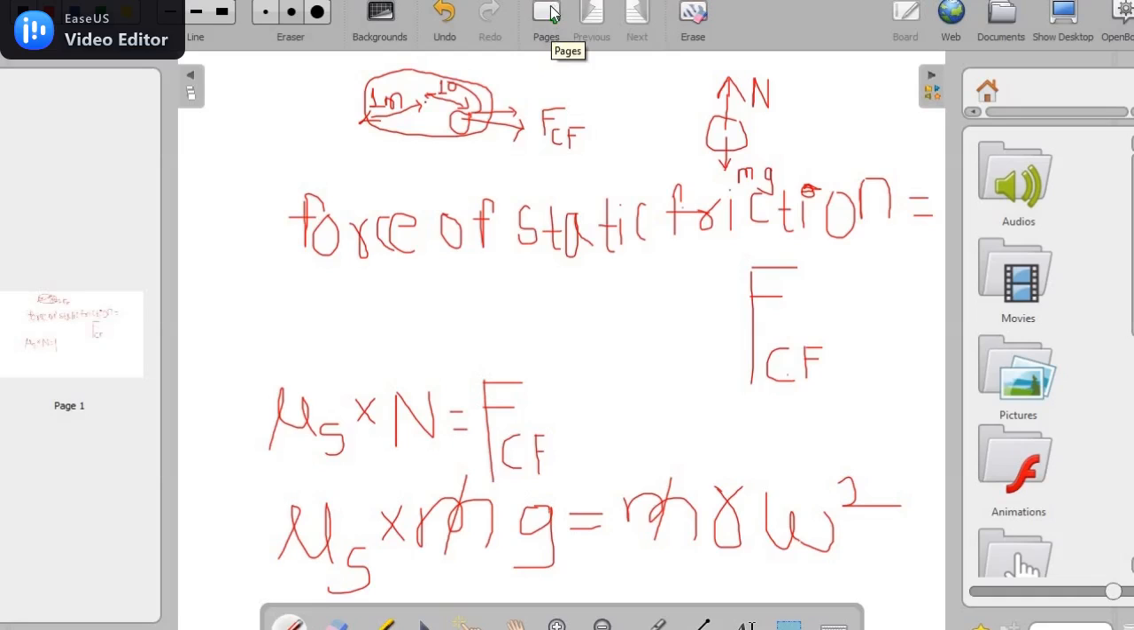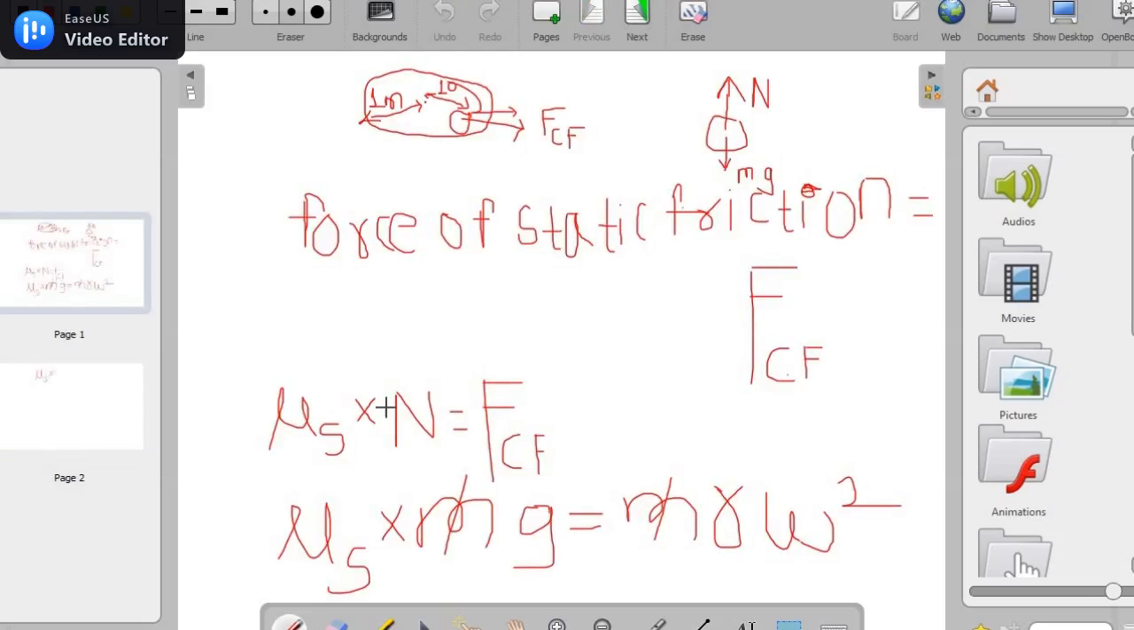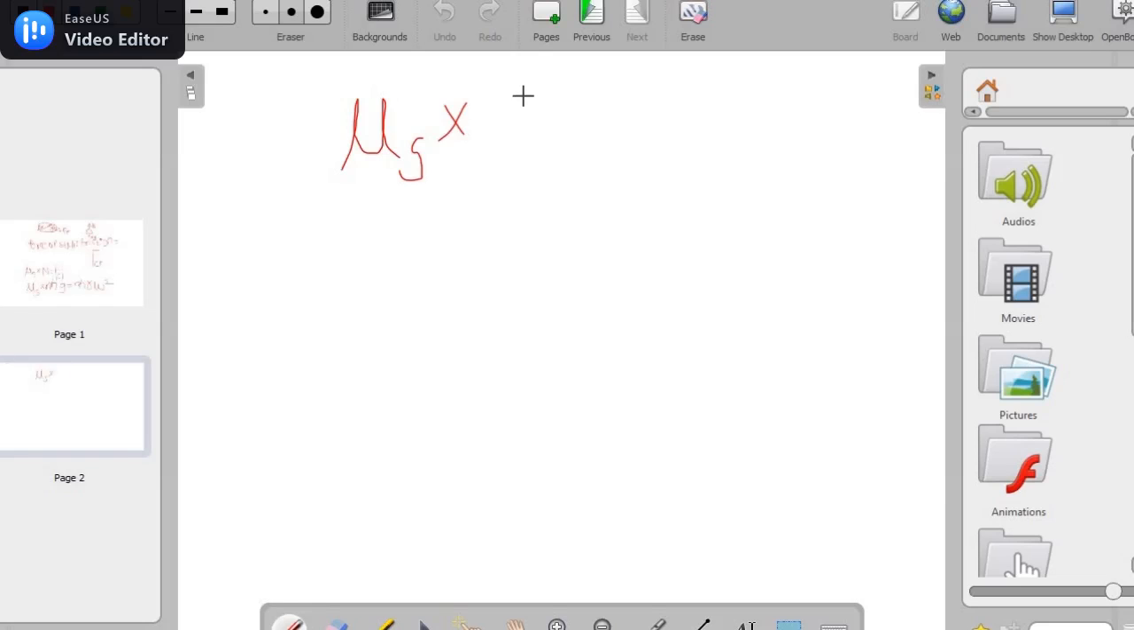Whatever is remaining, we'll go to the next page because I don't have any more space. Okay, m was getting cancelled, no? Look into this, m was cancelled. Whatever is remaining I have written here, mu s into g is equals to r omega squared.